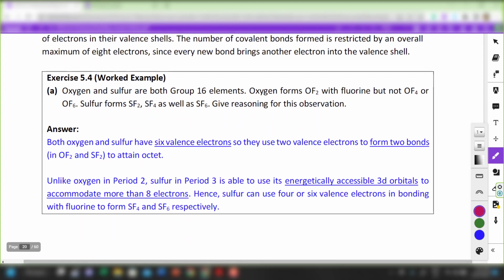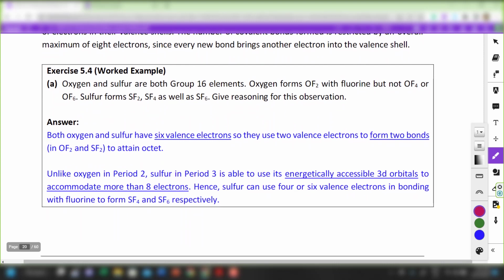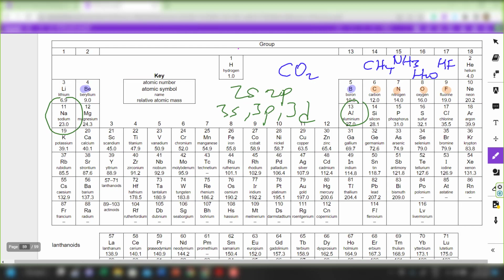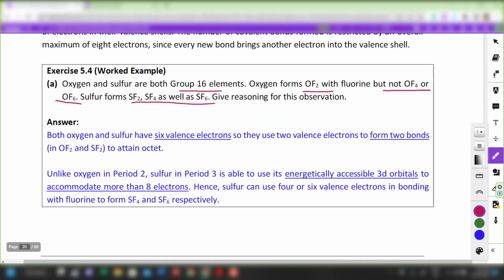Let's take a look at exercise 5.4. Might be easier to discuss it over here. It's a worked example. So we have oxygen and sulfur, group 16. Oxygen forms OF2 but not OF4 or OF6, but for sulfur it's possible to do that. So again, same reasoning. Because oxygen, group 16 over here, and sulfur, 6 valence electrons. So I'm just going to put it down here. 6 valence electrons for oxygen and sulfur.